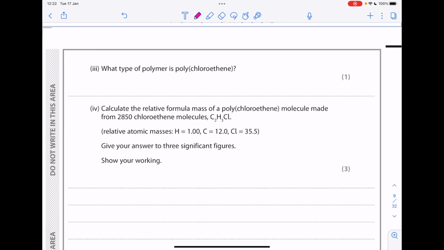What type of polymer is polychloroethene? It's an addition polymer. What does that mean? It means those monomers have been added together in order to form the polymer.